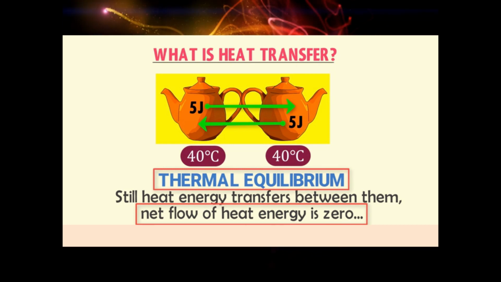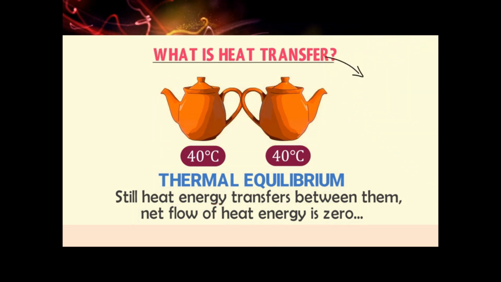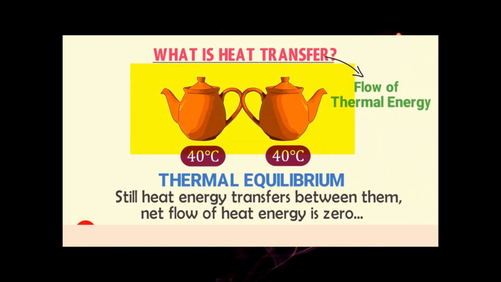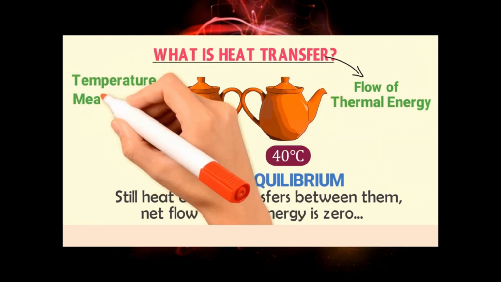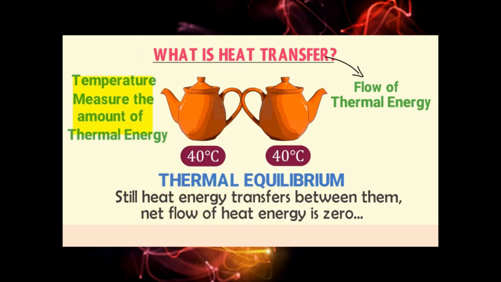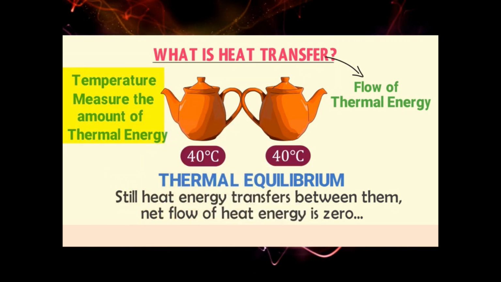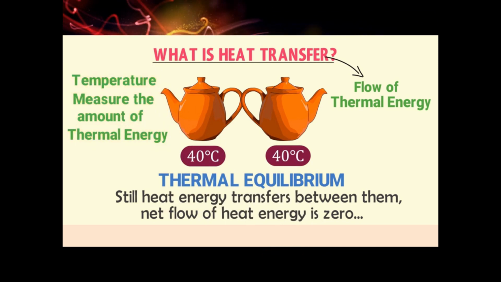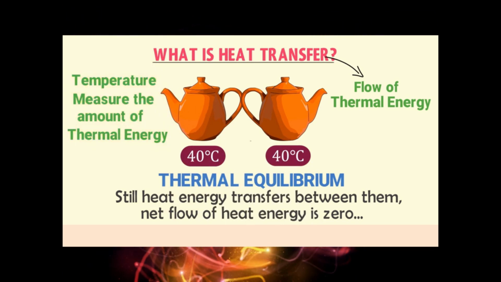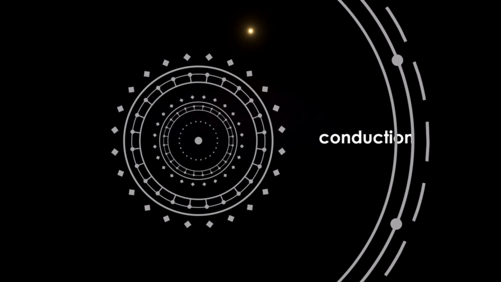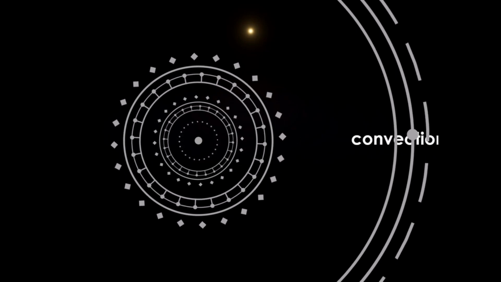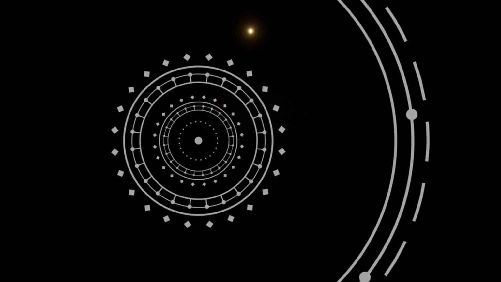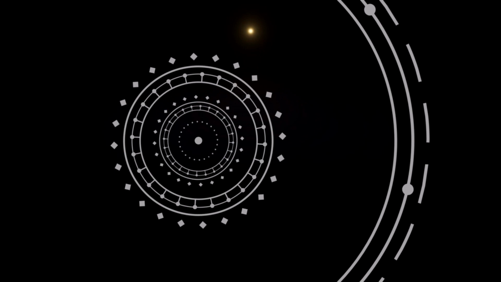Therefore, remember that heat transfer is the flow of thermal energy between two objects, while temperature only measures the amount of thermal energy possessed by any object. Now let's go to the different methods of heat transfer. These are conduction, convection, and radiation, which will be discussed from the channel Mike Sammartano. Let's watch this.